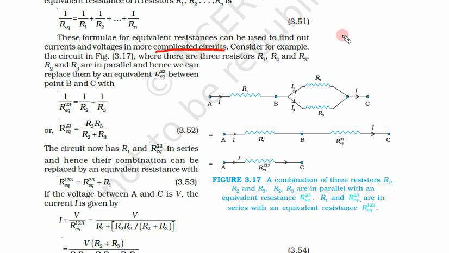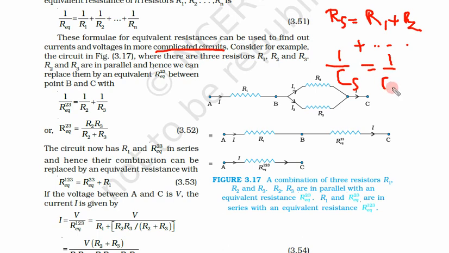Now let us remind ourselves of some important differences. Series resistance Rs was R1 plus R2 plus R3 and so on. But when we had capacitances, what happened in the case of series capacitance? Series capacitance was 1 upon C1 plus 1 upon C2 and so on. Capacitance and resistances are opposite of each other.